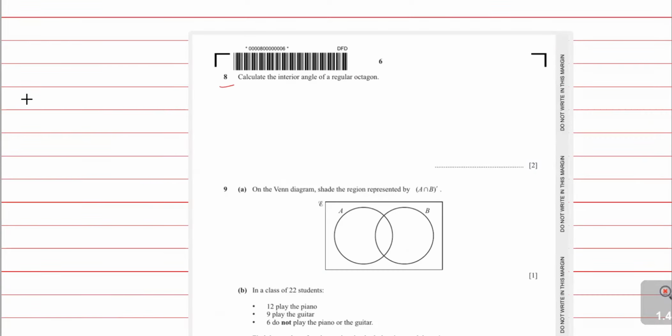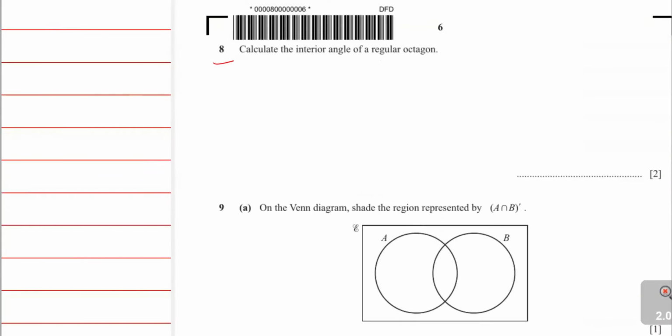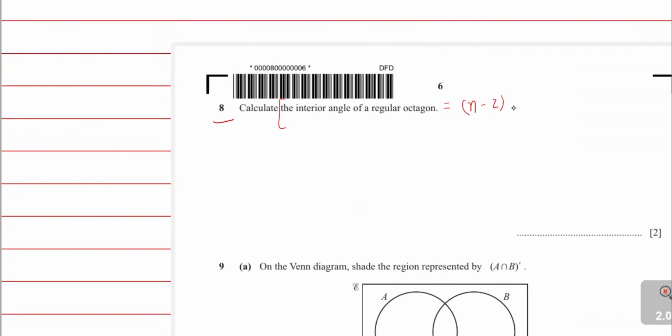Question number 8. Calculate the interior angle of a regular octagon. The formula of interior angle of octagon is equal to n minus 2 into 180 over n. Here n is the number of sides in the octagon. Here the number of sides in octagon is 8. We write 8 minus 2 into 180 over 8. And this value equal to 6 multiply 180 over 8.